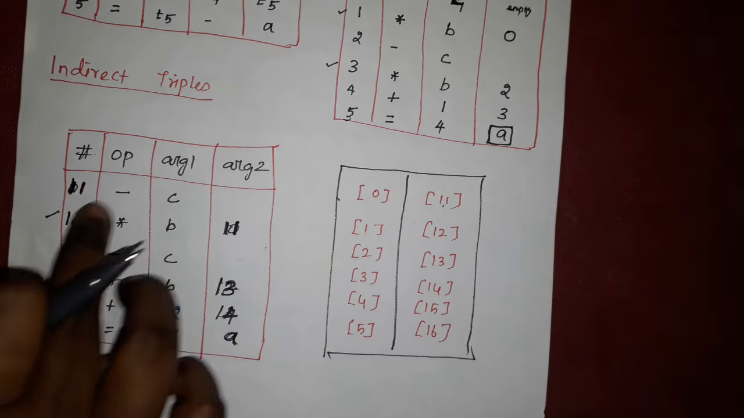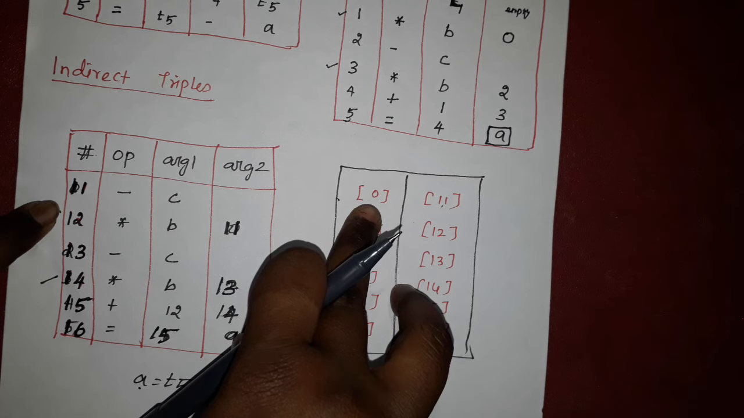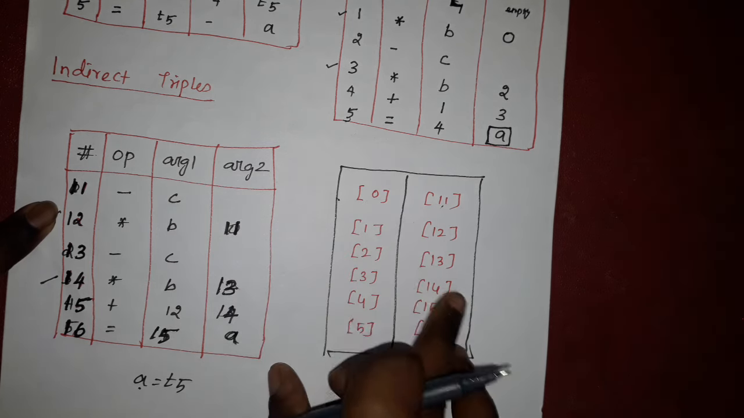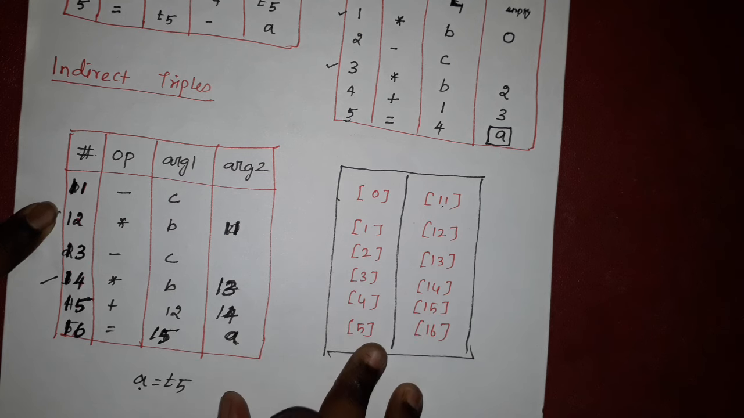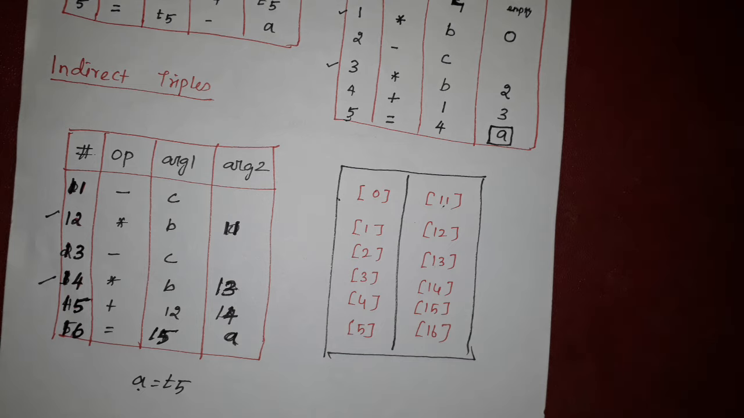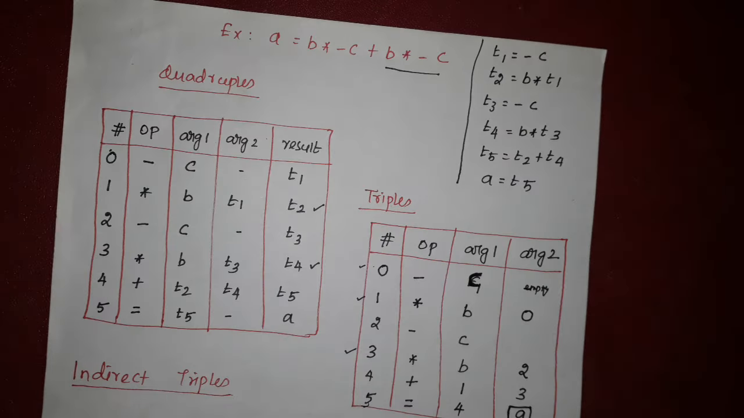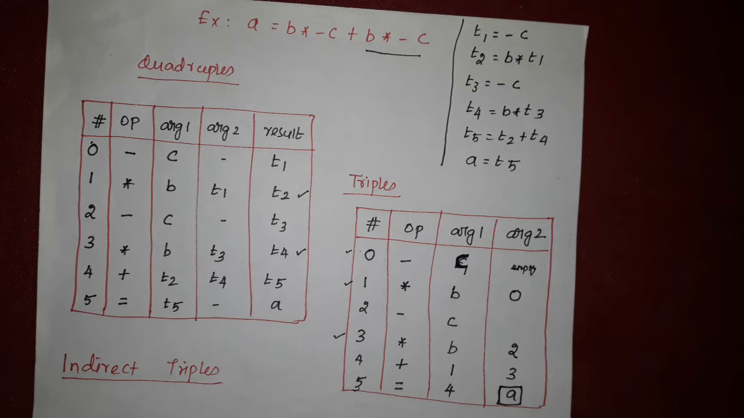After that it can be evaluated. 11 points to 0, 12 points to 1, 13 points to 2, 14 to 3, 15 to 4, and 16 to 5. This is the indirect triple, which means we can evaluate the expressions using triple indirectly through the various pointers. This is the implementation of three address statements for a particular expression.